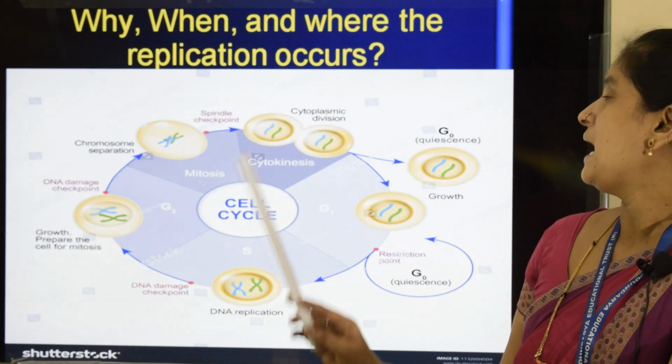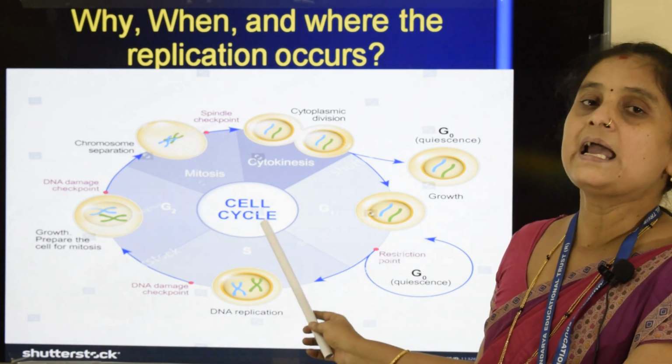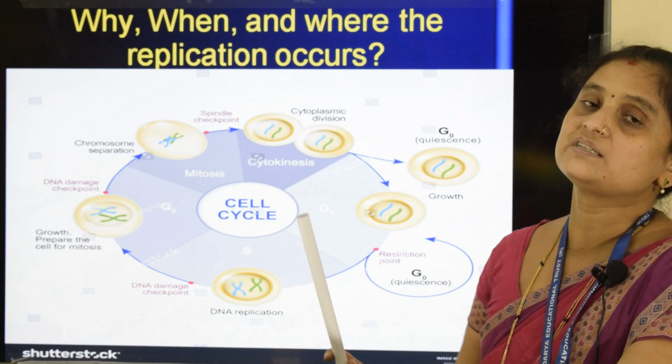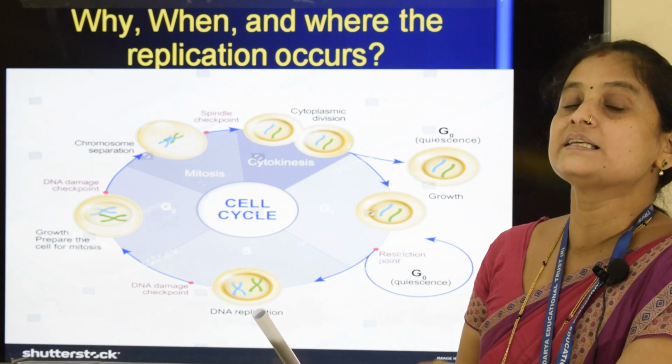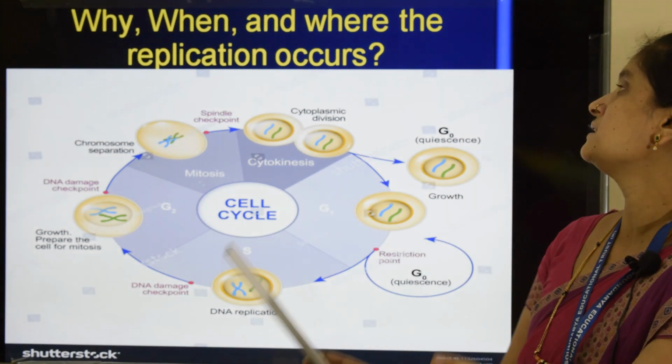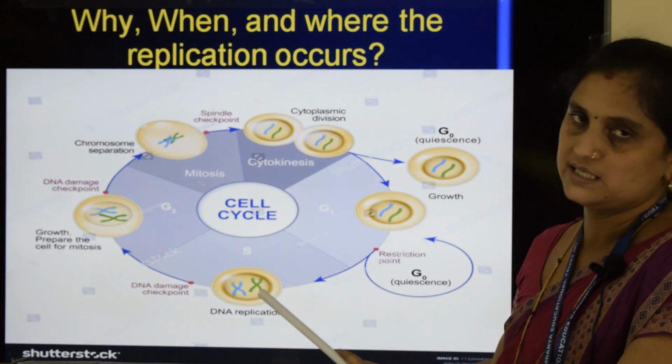You need to know, as far as eukaryotic cells are concerned, the DNA is associated with histone proteins and held in chromosomes present in the nucleus, so DNA replication occurs in the nucleus of the eukaryotic cell.